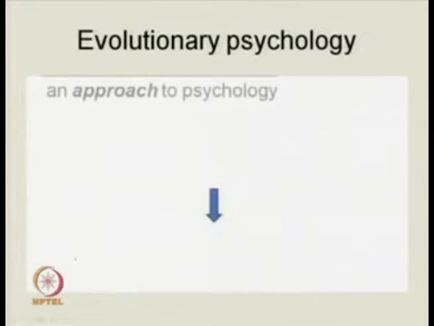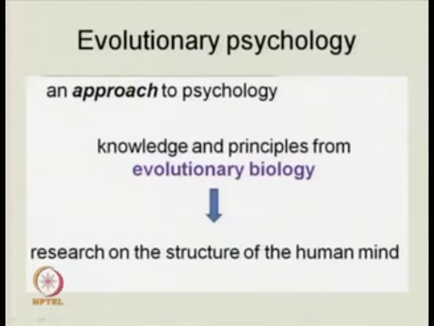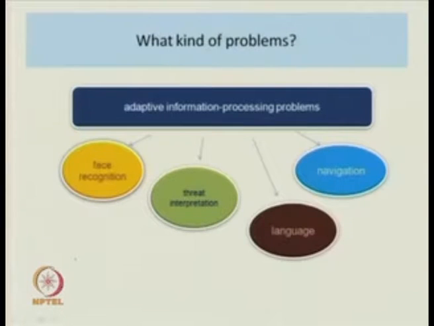you will recall that evolutionary psychology is really not a branch of psychology, but an approach to psychology where knowledge and principles from evolutionary biology are used to do research on the structure of the human mind. Next, we also saw that our mind is comprised of sets of information processing units or circuits, and the job is to solve certain kinds of problems.